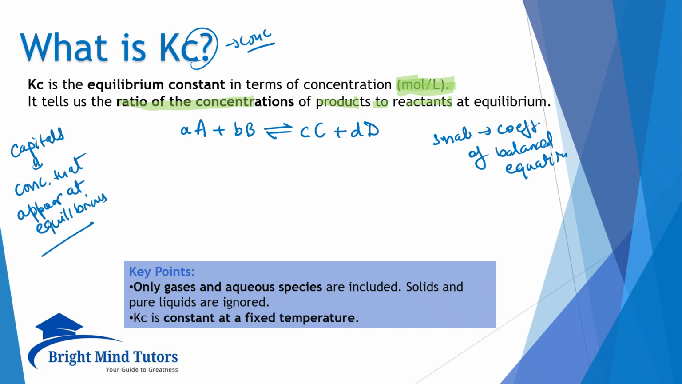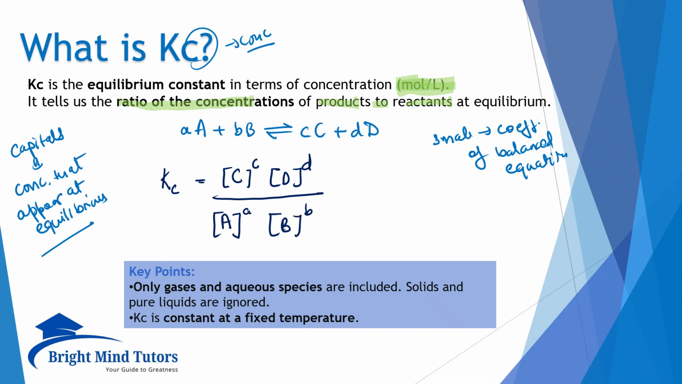Okay. So let's try to write the expression. So the Kc will be capital K and a lowercase c. It's going to be product. So write C, put it in the square bracket, raised to power small c, again a square bracket D, raised to power small d, divided by reactant A, put it in the square bracket, raised to power small a, and then B raised to power small b. So this is the expression for equilibrium.